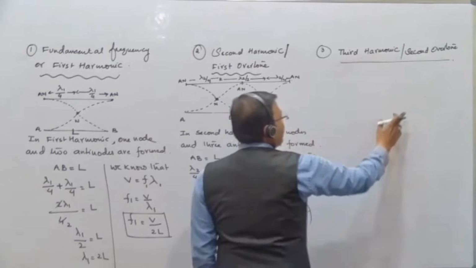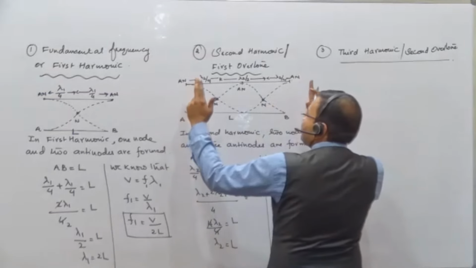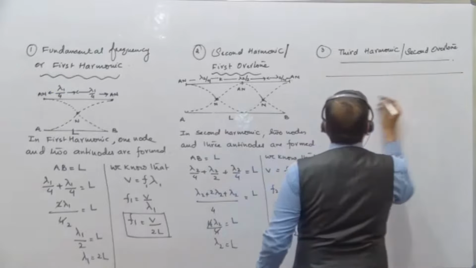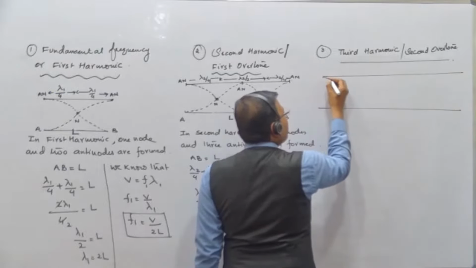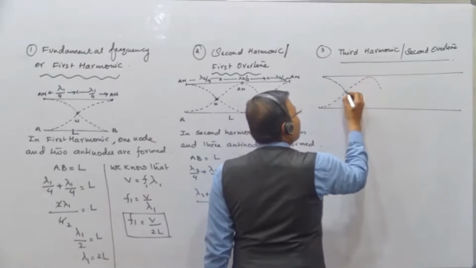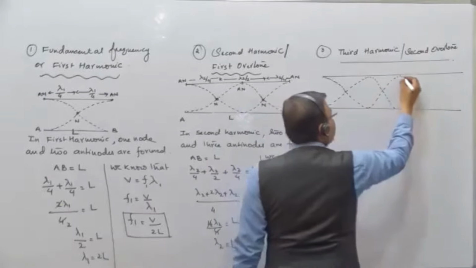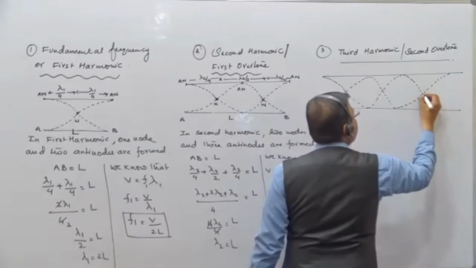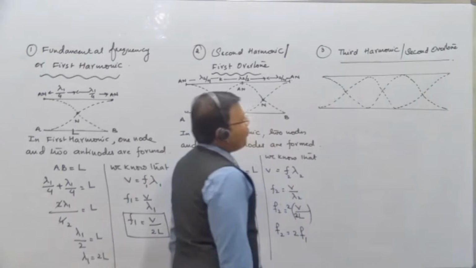Third harmonic or second overtone. So for this, let us see what situation we are going to get after this one. For that, I'll draw a pipe here. These are the open ends, so antinodes must be there. This is the situation we have already seen. The next situation will be like this one. This is the situation we are going to get.